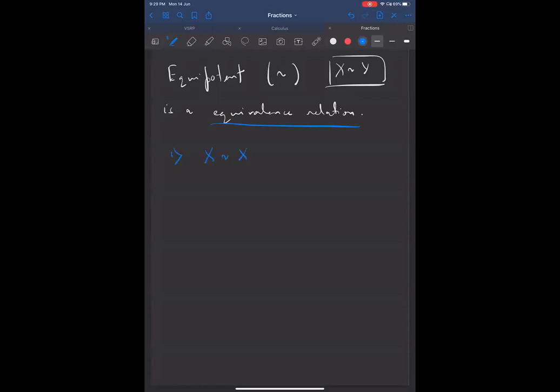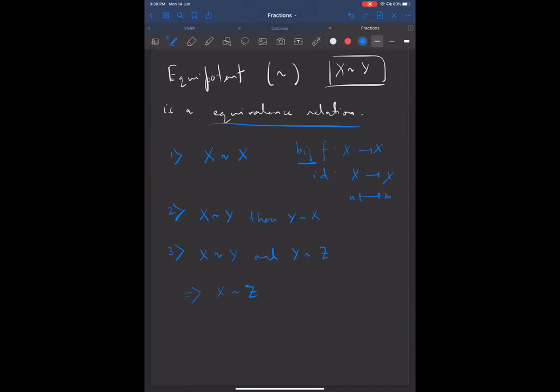X is always equipotent to X. That is also something we missed: for any given set X, there exists a bijection from X to X. That is the identity function from X to X, mapping X to X, and this is a bijection. Second, if X is equipotent to Y, then Y is equipotent to X. And third, if X is equivalent to Y and Y is equivalent to Z, that implies X is equivalent to Z. Okay, so that is the whole thing.